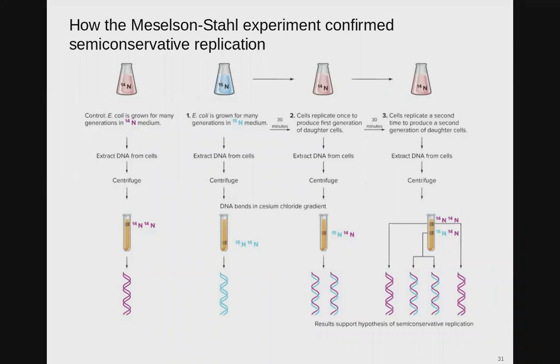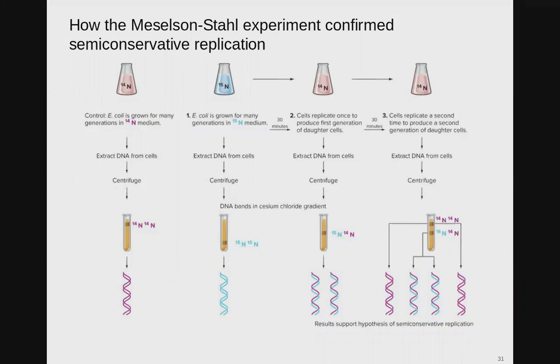That's cool. Then they grew E. coli for many generations in 15N media. They extracted the DNA from the cells, they centrifuged it for a while, and then they found DNA bands of 15N only at the bottom. And it says 14N, 14N, because remember, there are double strands. So 14N is one strand, 14N is the other strand.